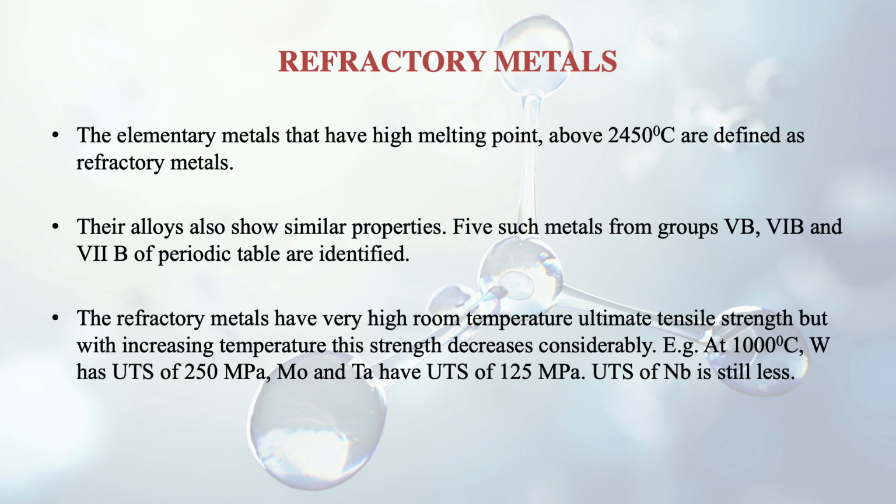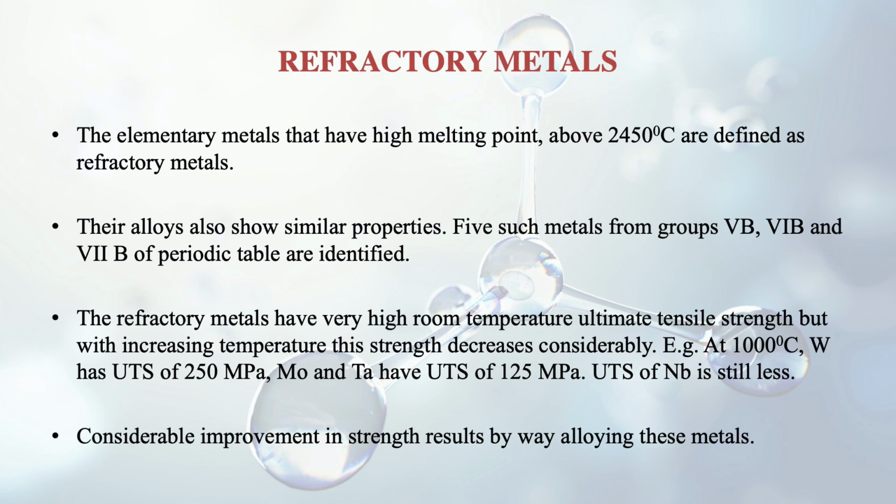So if we see at room temperature, the ultimate tensile strength of these refractory metals is really very good. But with increasing temperature, this strength decreases considerably, and here I am giving you certain examples. At 1000 degrees centigrade, tungsten has a UTS of 250 megapascal, molybdenum and tantalum have a UTS of 125 megapascal, and the UTS of Nb is still less. So we can see that at 1000 degrees centigrade, which is a high temperature, all these refractory metals also have lesser tensile strength. But there is considerable improvement in strength by alloying these metals.